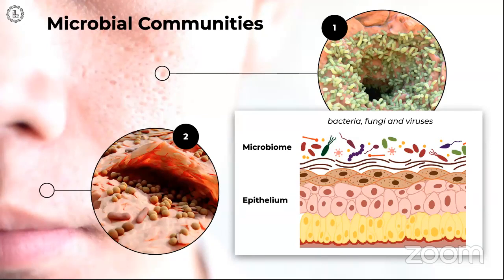So inside each community, there's a balance of bacteria, fungi, and viruses that work together to control species abundance and activity.